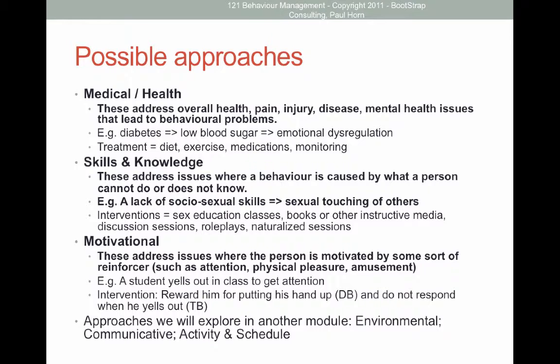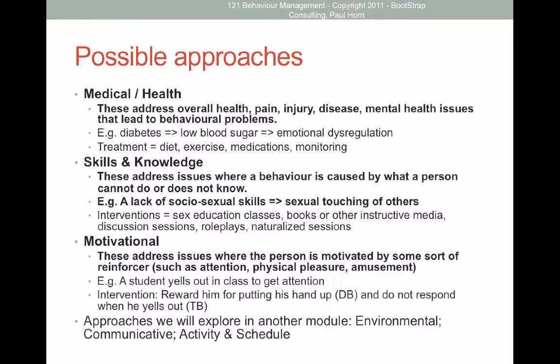An example of this might be a person who has a lack of sociosexual skills. Because they don't know the rules of sociosexual behavior, maybe they touch themselves sexually when other people are around, or they touch other people sexually and cross those boundaries because they don't understand how to behave. How would you intervene in that circumstance?